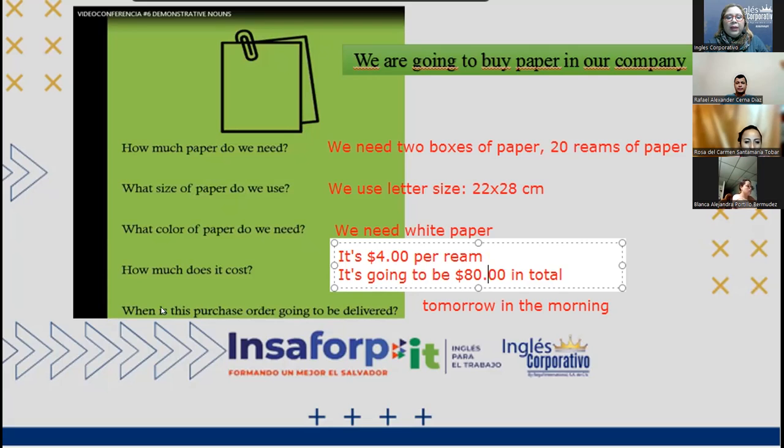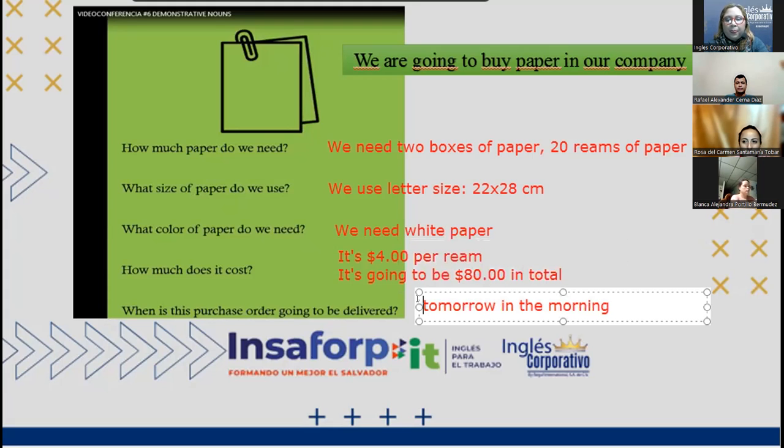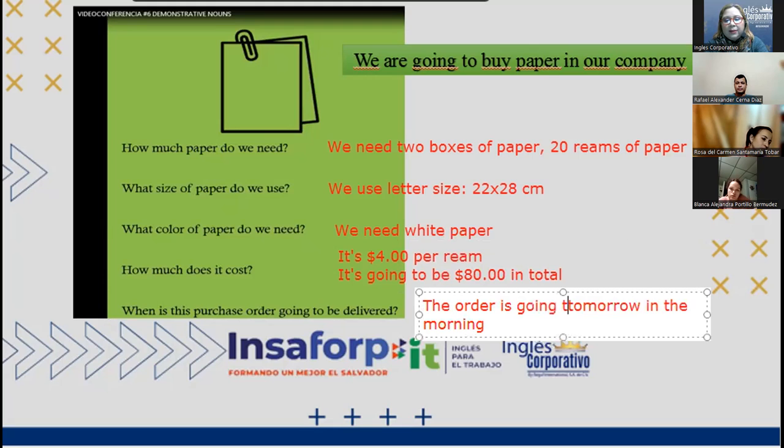Vamos a ver acá. When is this purchase order going to be delivered? Hagamos una oración completa, la respuesta. The order, que sería el sujeto, is going to be delivered tomorrow in the morning.